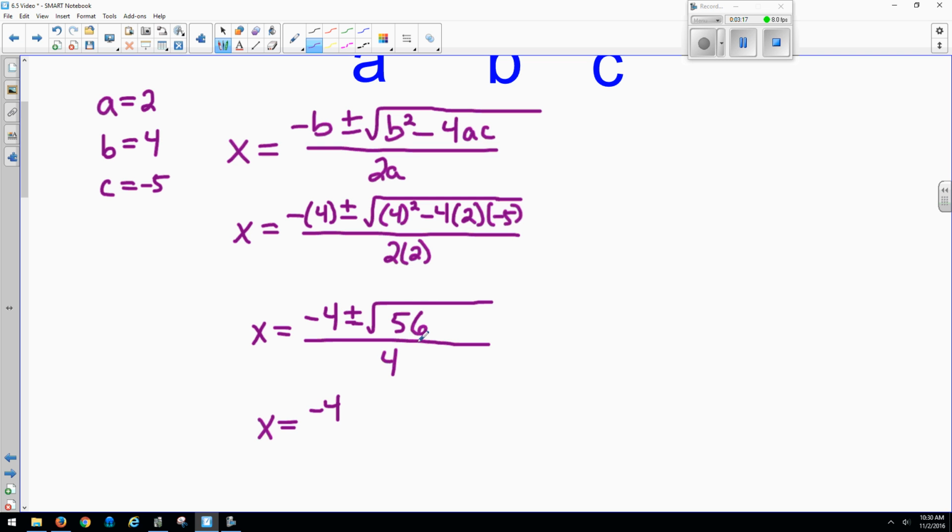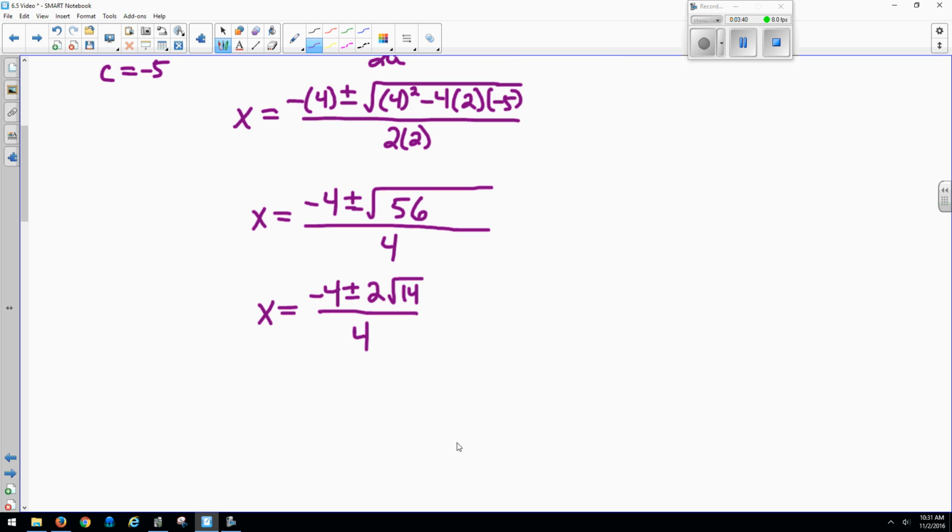And so I'm going to simplify radical 56. Every single person should know how to do that by now, so I'm not going to talk through those steps. But when I simplify it, I'm going to get 2 times the square root of 14 all over 4, and this can actually be simplified further. To simplify this further, just separate this. I have this denominator of 4, but this goes with each of the terms in the numerator. So I'm just going to rewrite it as -4 divided by 4 plus or minus 2 radical 14 over 4. And now I can go ahead and divide out like terms.